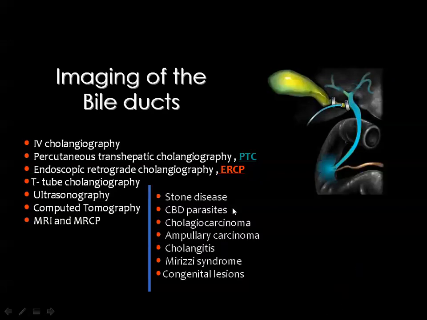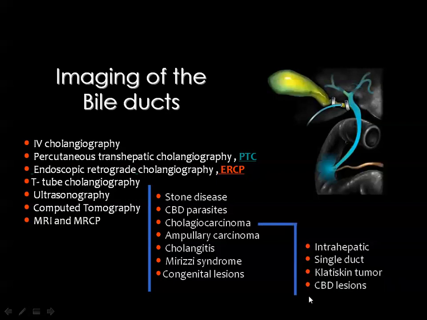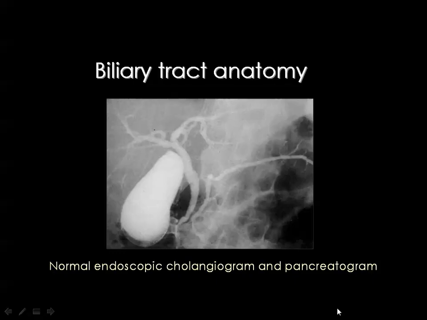These are the lesions in the bile ducts, including stones, parasites, cholangiocarcinoma, ampullary carcinoma, cholangitis, Mirizzi syndrome, and finally the congenital lesions, including choledochal cysts. The cholangiocarcinoma has some types. Intrahepatic cholangiocarcinoma we have discussed in the section of hepatic imaging, then single duct cholangiocarcinoma, and hilar cholangiocarcinoma, which is known as Klatskin type. Then common bile duct lesions I will show to you.